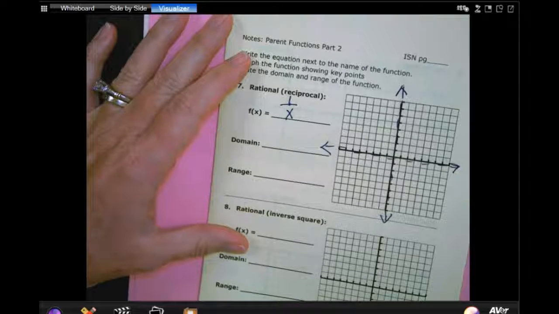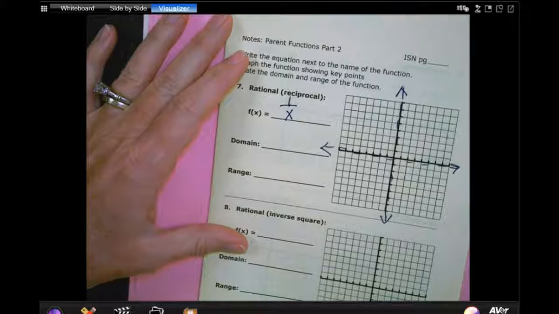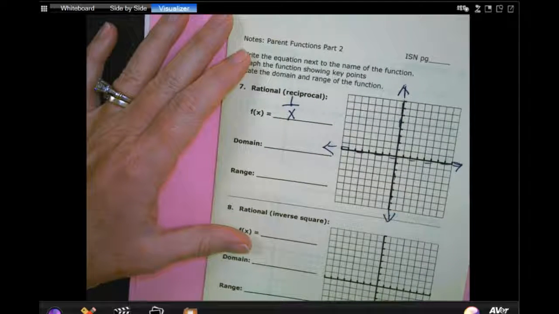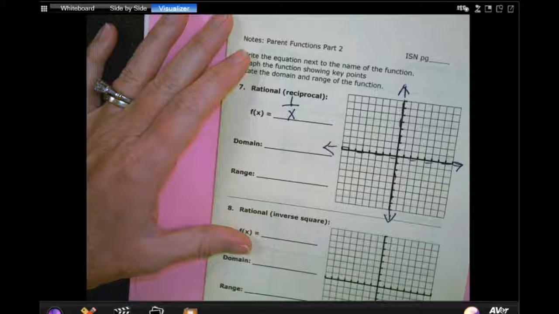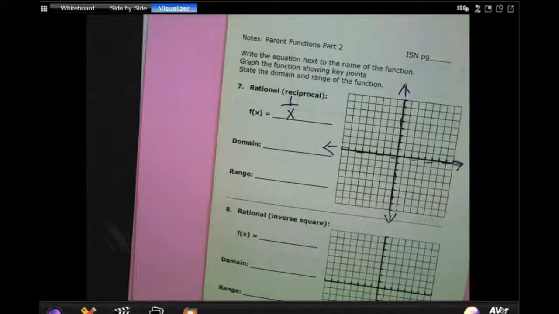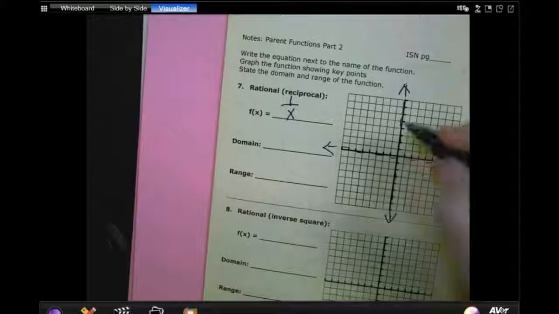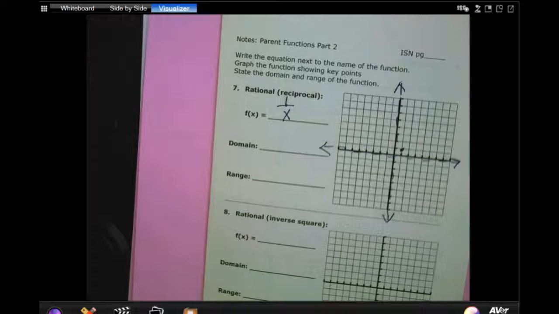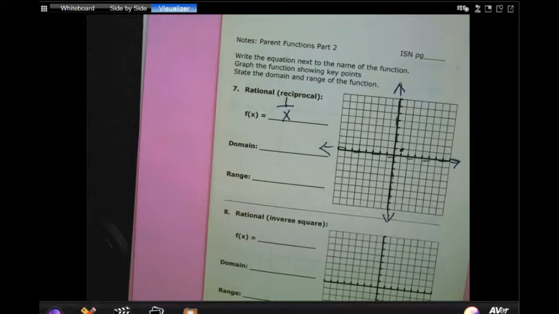So now, I always kind of explain this to my classes. You can't divide by 0, right? It's like it blows the line up. So if it blows the line up, this is what it's going to end up looking like. If I put 1 in for x, 1 divided by 1 is 1. What if I put a half in for x?